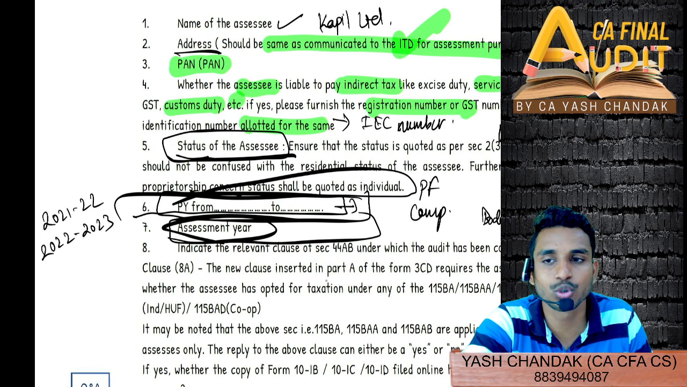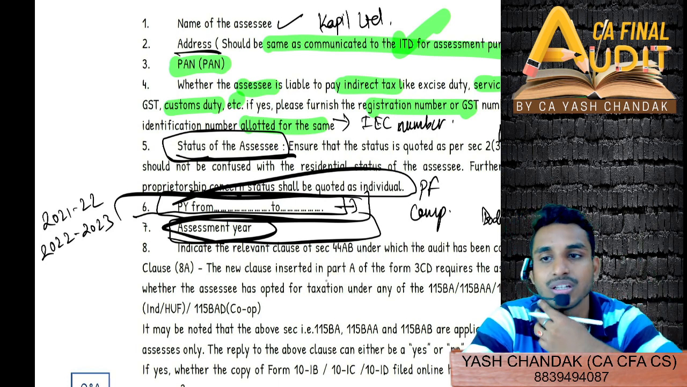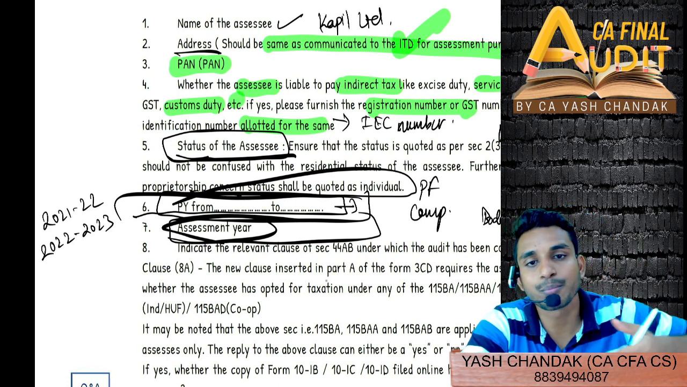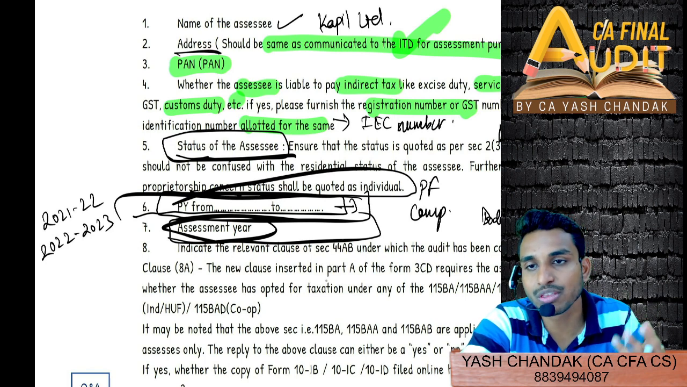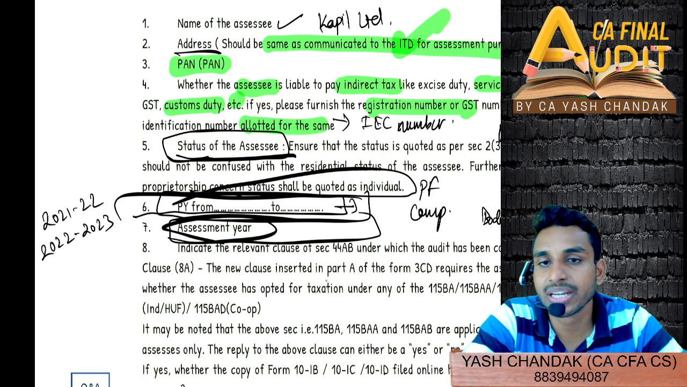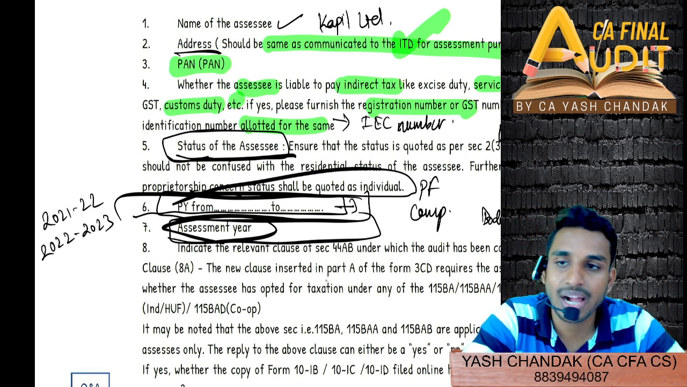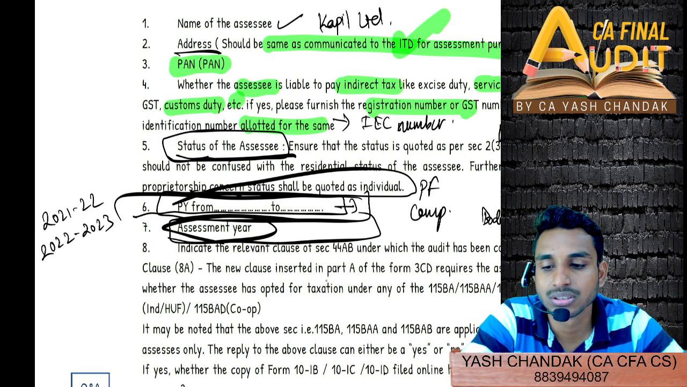In the first year of incorporation, you don't have to assess directly right away. If I incorporated in, suppose, September, then I don't have to furnish my tax audit report or my return of income. I'll give that next year only.